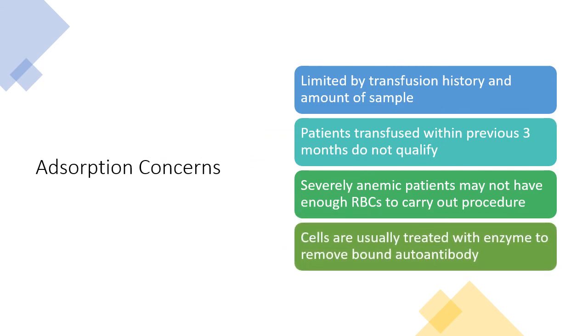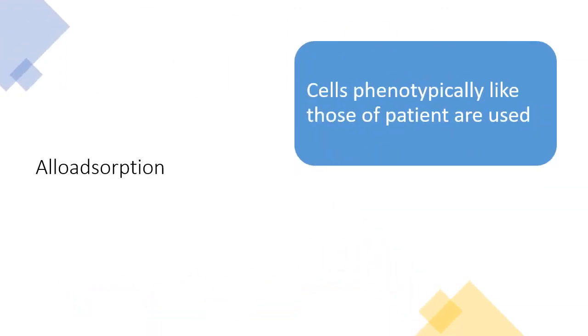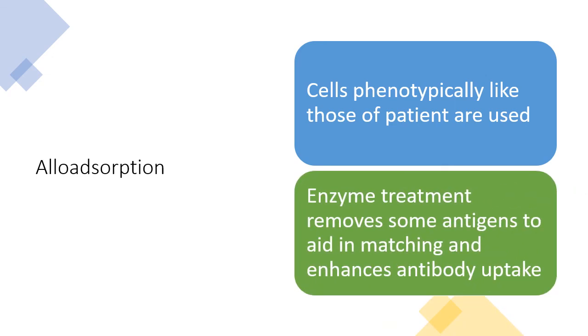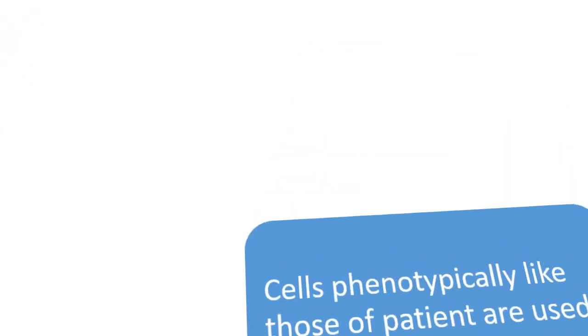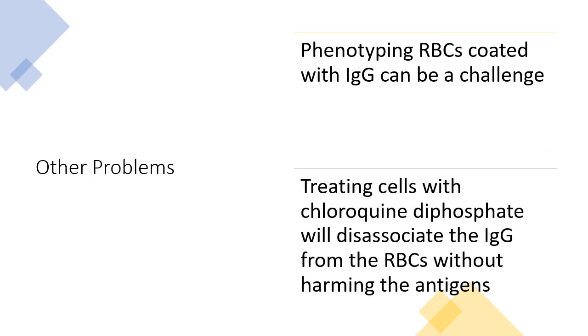Cells are usually treated with enzyme to remove bound antibody. In alloabsorption, cells phenotypically like those of the patient are used. Enzyme treatment removes some antigens to aid in matching and enhances antibody uptake. Here's another problem: phenotyping red blood cells coated with immunoglobulin can be a challenge. If we treat them with chloroquine diphosphate, it can dissociate and take away the immunoglobulins from the red blood cells without harming the antigens.